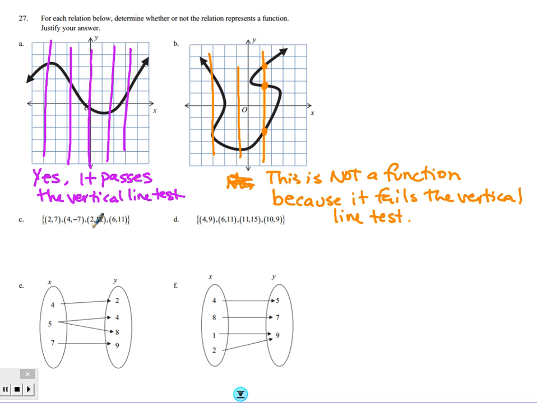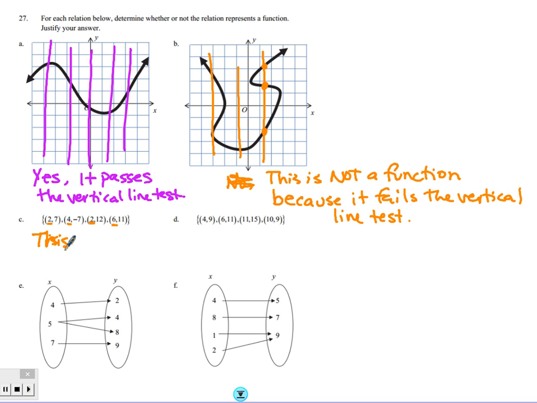All right, then we've got some ordered pairs, and we need to check our inputs. The inputs look like 2, 2. It looks like we have 2 inputs that are the same. So our input repeats and our output is different. So that makes it not a function. This is not a function.